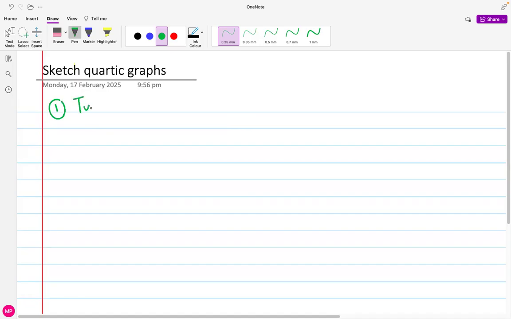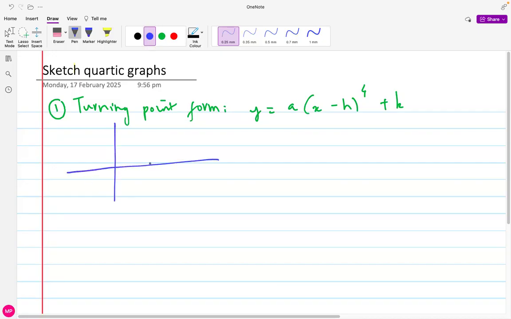Now the first form we call the turning point form, which is y equals a(x minus h) to the power 4 plus k. Just like a parabola, quartics have an even power. So similarly, you're going to have h and k as the turning point, h comma k. And how does your shape look?